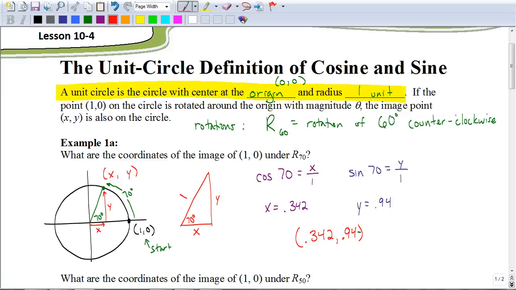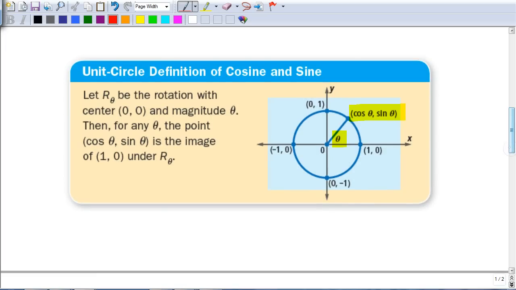No matter where I pick a point on my circle, the hypotenuse, the radius, will always end up being 1. The side across from the angle that we'd be looking for is always going to be y, so we're always going to use sine to find out what y is. The side adjacent to that angle is always going to be x, so we're always going to have to use cosine to find out what x is, which brings us to this definition dealing with the unit circle. Every point on the unit circle is represented by a value for x and a value for y.